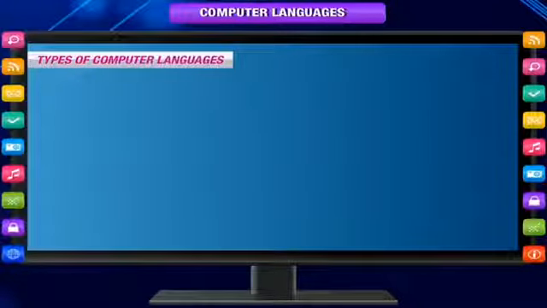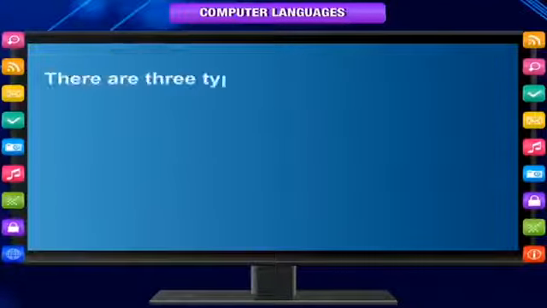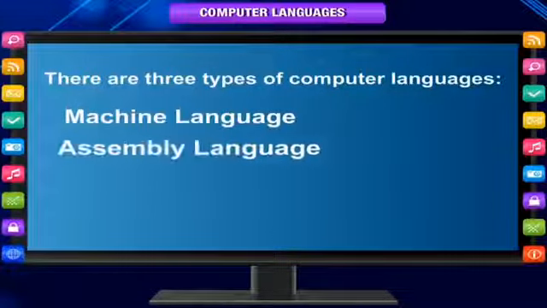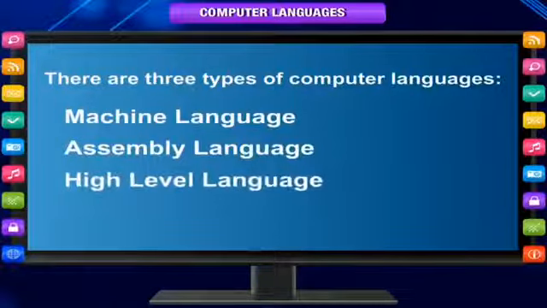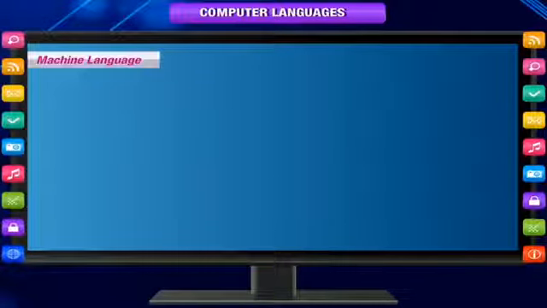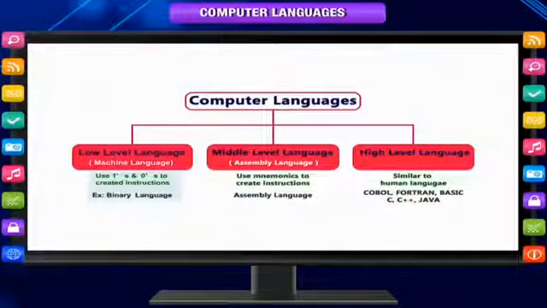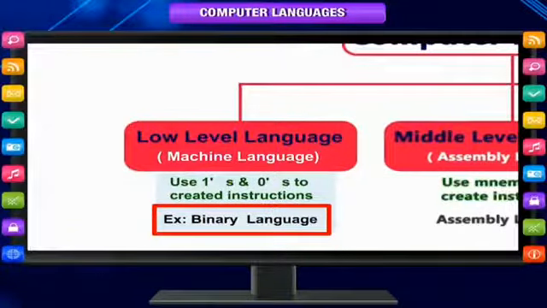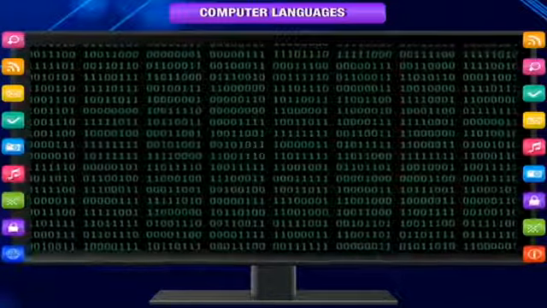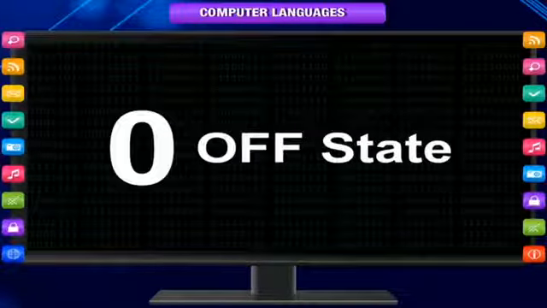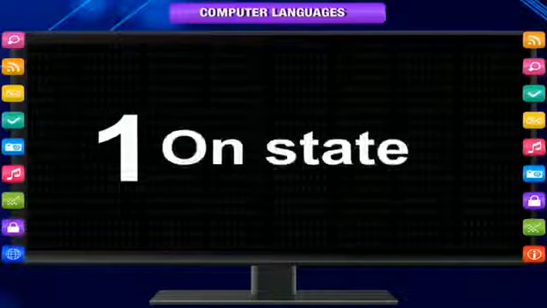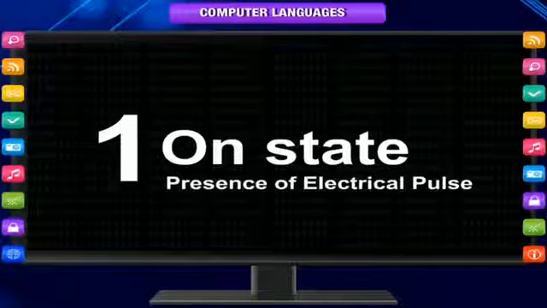Types of computer languages. There are 3 types of computer languages: machine language, assembly language, high-level language. Machine language. The lowest and the most basic form of computer language is the machine language. This language is coded in binary language, that is made up of zeros and ones. 0 represents off state, that is no electrical pulse, and 1 represents on state, that is presence of electrical pulse.